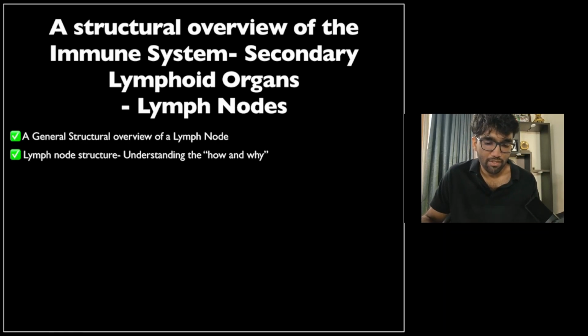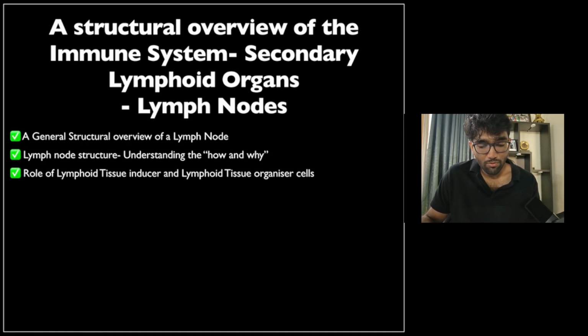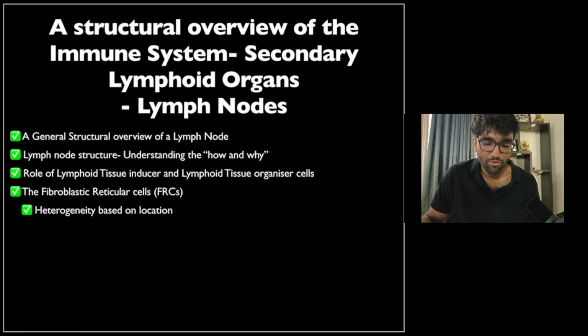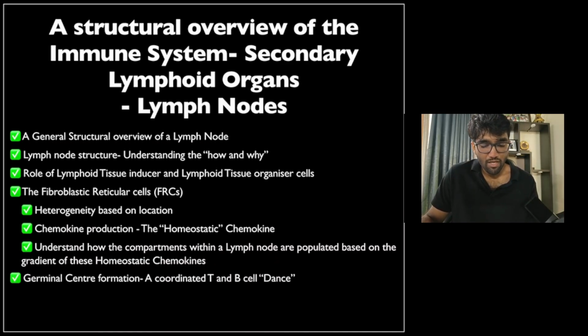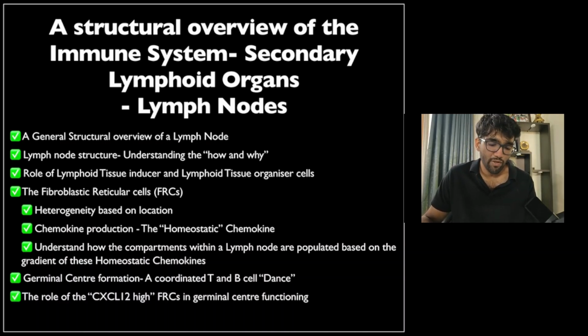Okay, so we talked about the general structure of a lymph node, and we understood the hows and whys of how that structure develops. We talked about the role of lymphoid tissue inducer and lymphoid tissue organizer cells, the fibroblastic reticular cells that arise from these lymphoid tissue organizer cells, the heterogeneity of the subtypes of the FRCs based on their location. We talked about chemokine production, specifically homeostatic chemokines, and we've understood how the compartments within a lymph node are populated based on gradients of these homeostatic chemokines. We've talked about how a germinal center develops briefly. We talked about the role of CXCL12 high FRCs in the functioning of a germinal center, and how that results in a dark zone and a basal light zone and an apical light zone. We'll get more into this later.